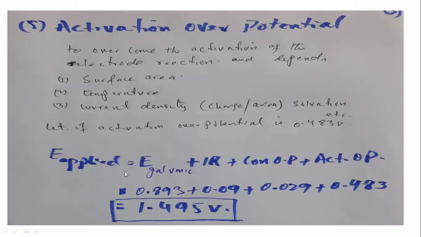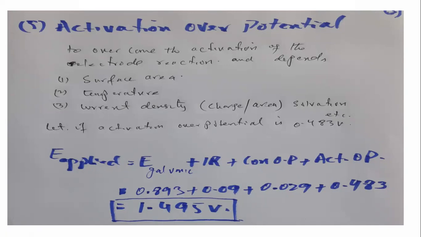Now, what will be the applied potential? The applied potential will be the E galvanic. We calculate it with 0.5 molar concentration. It is IR drop due to the resistance of the wire. That means it is 0.09. And this is the concentration overpotential, the difference between the bulk solution and near the surface of the electrode. We have calculated it is 0.029. And now the activation overpotential, and we are assuming here the potential is 0.483. So when you sum up all these values, the value is 1.495 volt. So this is where the reaction will happen.